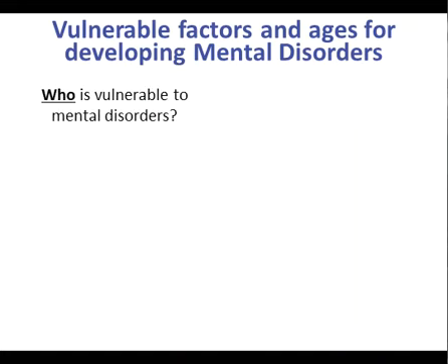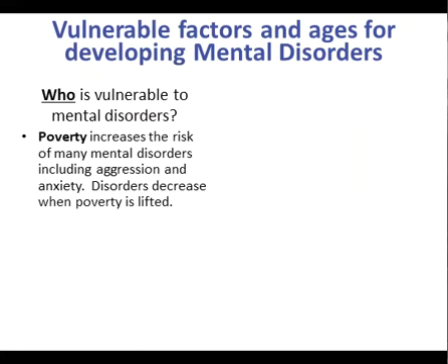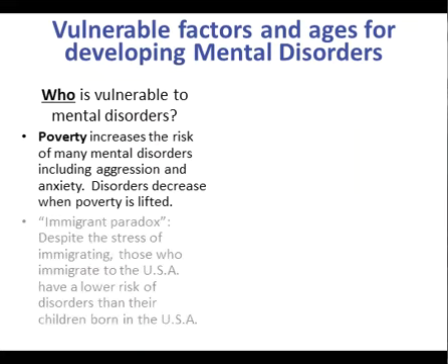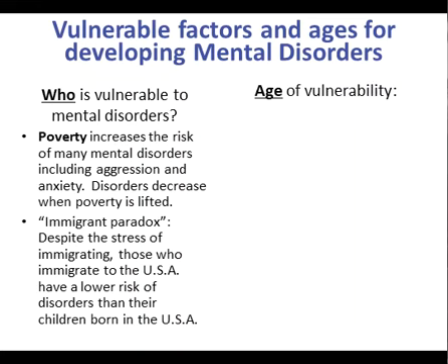We do see there are vulnerable factors and ages for developing mental disorders. Who is vulnerable to mental disorders? Well, poverty increases the risk of many mental disorders, including aggression and anxiety. The immigrant paradox: despite the stress of immigrating, those who immigrate to the USA have a lower risk of disorders than those actually born in the U.S.